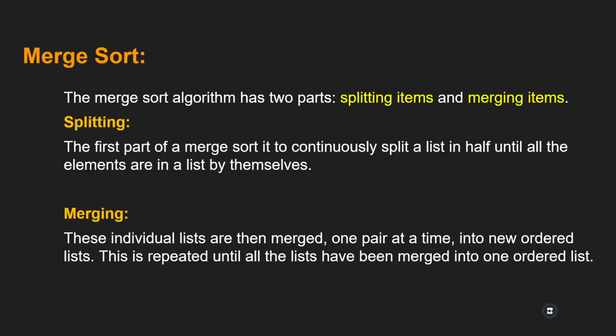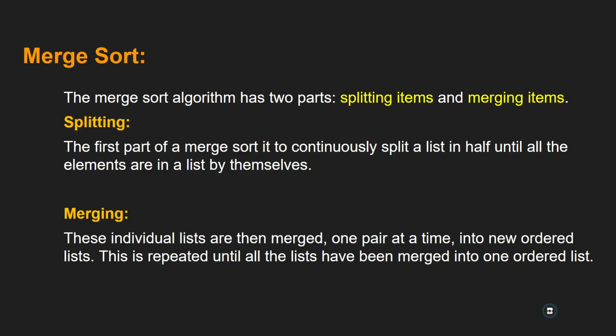In this video, we'll discuss merge sort. Now remember, the merge sort algorithm is an example of a divide and conquer algorithm. It takes advantage of two facts. First one, small lists are easier to sort than a large list. And number two, it's easier to merge two ordered lists than two unordered lists.